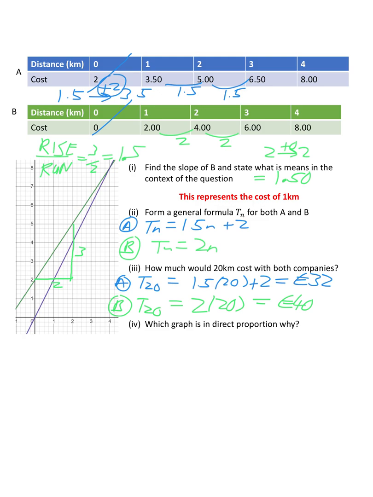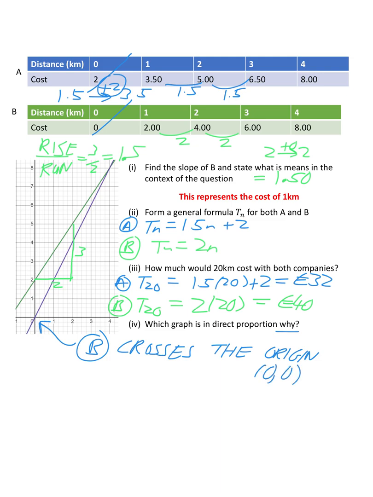Now, last question then, we're asked which graph is in direct proportion and why. So we clearly see that that is going to be B because it crosses the origin. So for y, it crosses the origin, it is 0, 0. So that's why B is in direct proportion. Okay, and that's it.